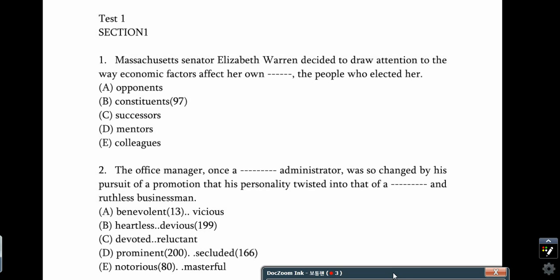Now I'll use the pen to mark things like if there's a signal word like an "and," or in this case a comma, that lets us know what comes next, as in I'll read the question first. Massachusetts Senator Elizabeth Warren decided to draw attention to the way economic factors affect her own blank. And for signals like this comma, which indicate that the definition is coming up, I'll put a triangle, the people who elected her. And that is the target, which I will either circle or oftentimes I'll put it into a little box like that. And the people who elected someone are their constituents.